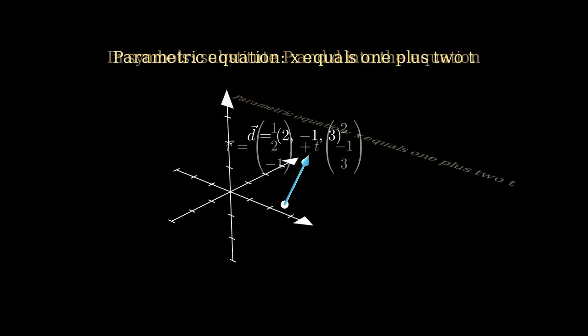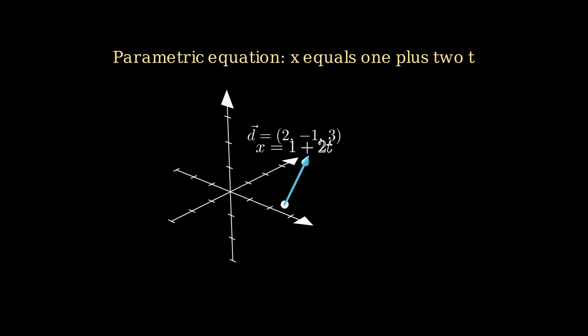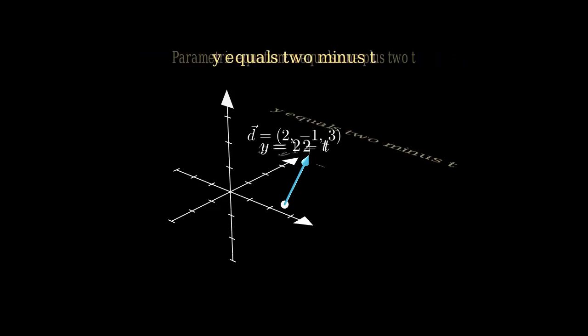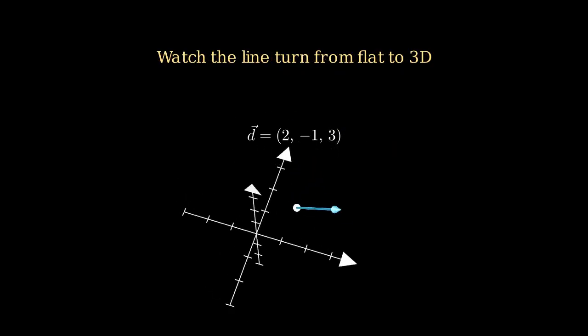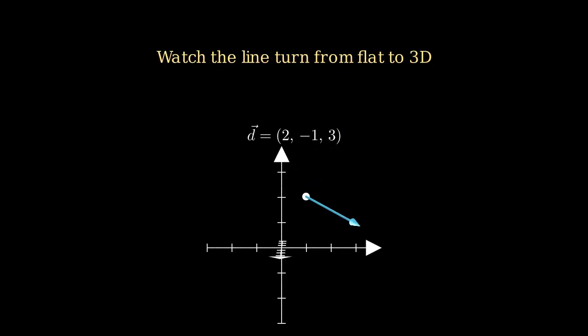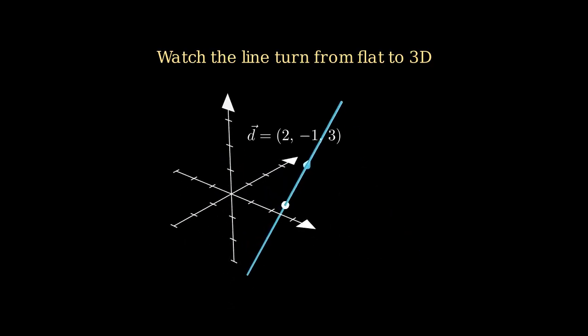We can also split this into three separate parametric equations, one for each coordinate. X equals 1 plus 2t, y equals 2 minus t, z equals -1 plus 3t. On screen, watch this line as a flat two-dimensional sketch first, showing just the direction arrow from the point, then watch it rotate into the full three-dimensional picture so you can see the same arrow living in space.